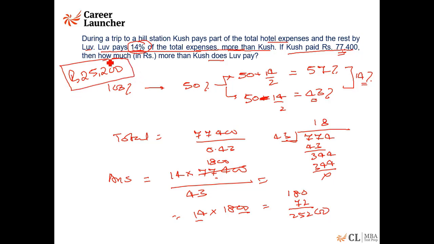Remember, CAT is not about calculation. They will give you easy numbers. The moment you have a 43 out here, don't panic. This number has to be a multiple of 43, because otherwise the numbers would not work out.